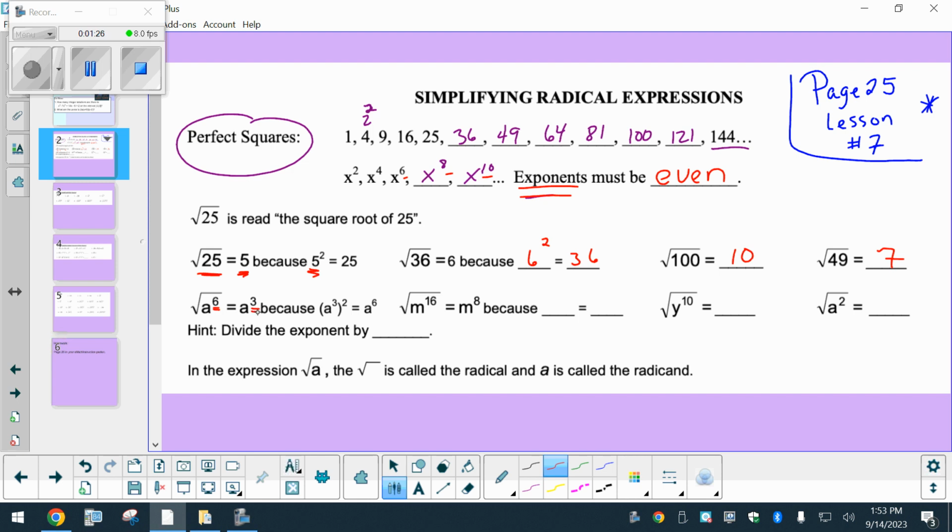Same thing with our letters here, with our exponents. Remember the power rule from the other day? It's a to the third because of a to the third raised to the second power, and when you multiply, you'll get 6. So this would be m to the 8th raised to the second. It's going to be m to the 16th. But if you notice, it's a little shortcut. You can divide the exponent by 2. So using that, this would quickly become y to the 5th, and that would just be a.